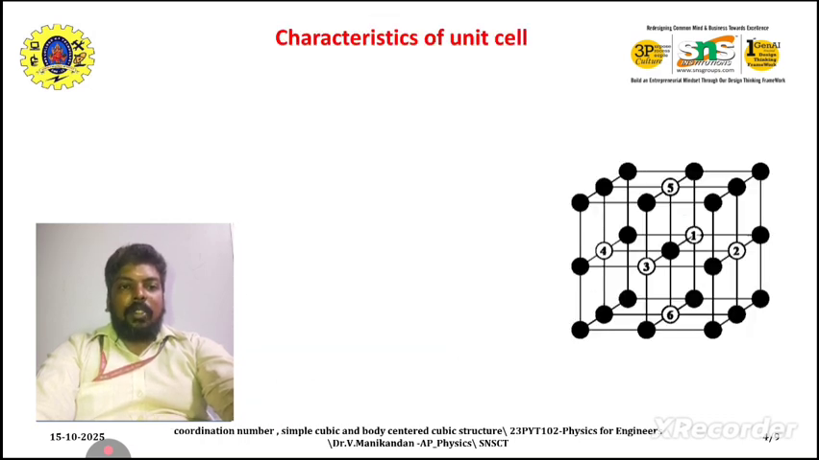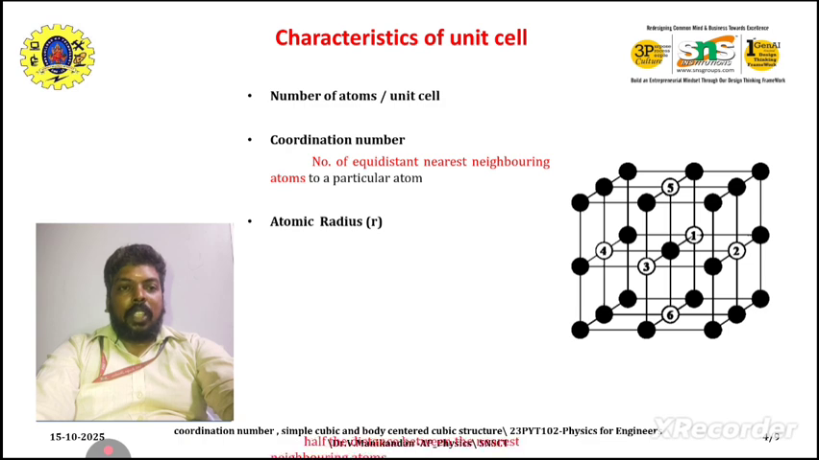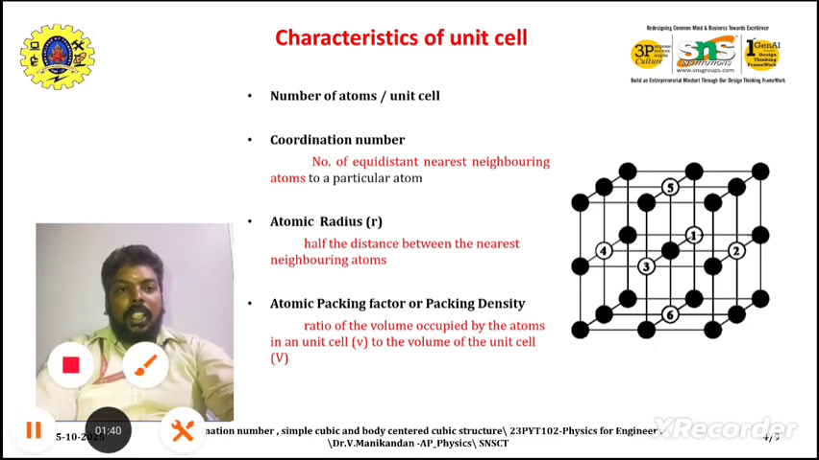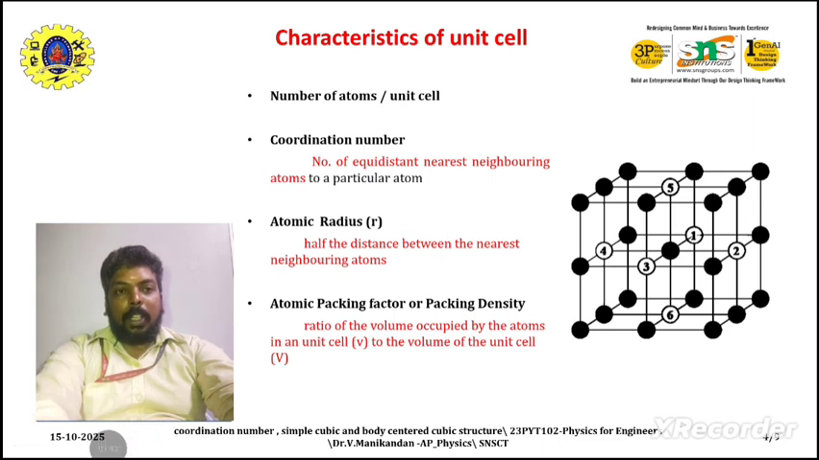Next we have to see some of the characteristic parameters for finding the atomic packing factor or packing density of the simple cubic and BCC structures. At first we calculate the number of atoms per unit cell. Next we calculate the coordination number. Third, we calculate the atomic radius, which is nothing but half of the distance between nearest neighboring atoms.